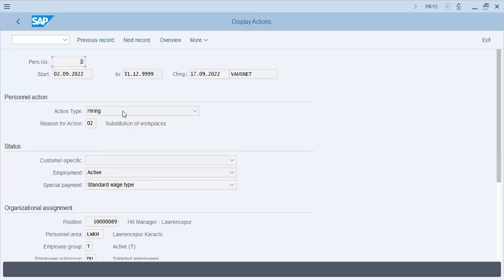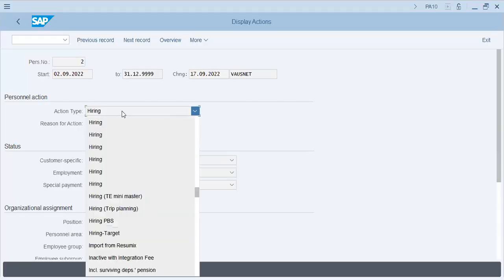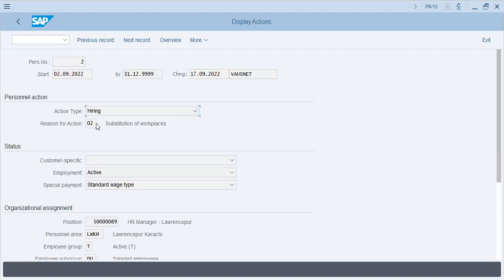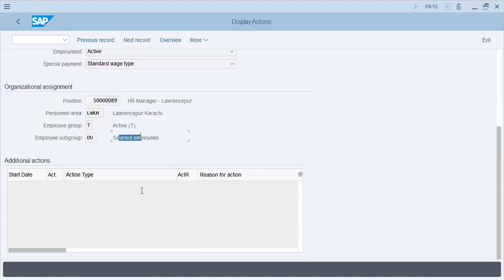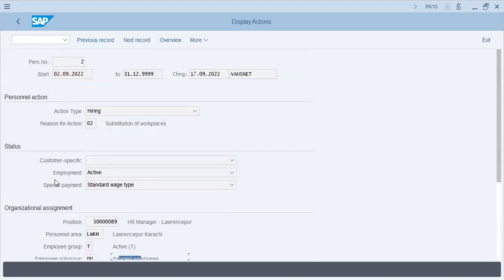Okay, personal action. Action type: hiring. This person is getting hired right now. Reason for action: substitution for workplace. Okay, start is from 2nd of February and indefinitely. Okay, the position is hiring manager, HR manager for Lawrenceburg. Employee group is active, and employee subgroup is salaried employee, contractual employee, or daily wages. Okay, additional actions have not been maintained.